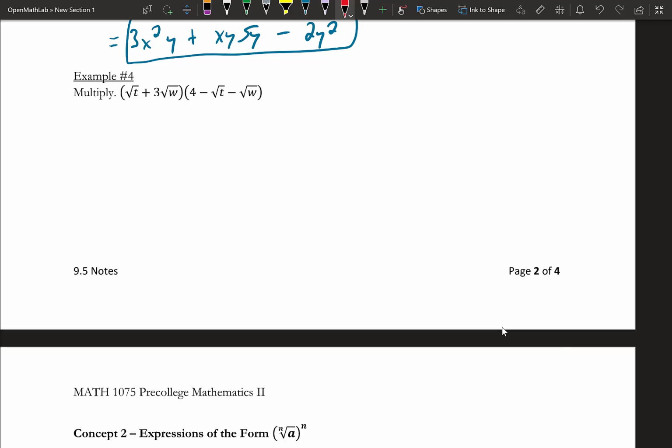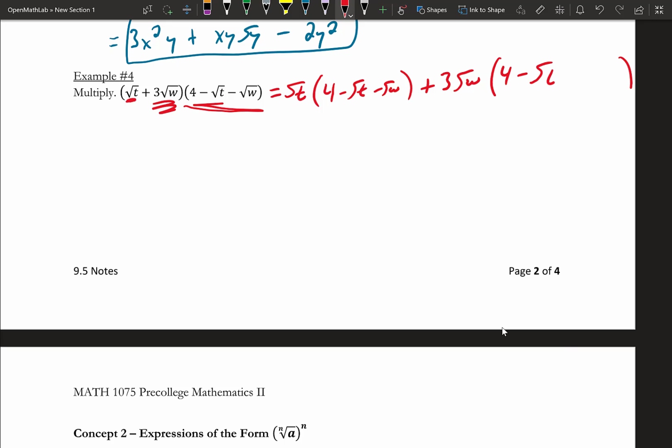Right. So in the next one, we have 2 terms times a factor with 3 terms in it, right? So I like to use the distributive property here. So what we can do is just pick on the first one, radical t, and then multiply it by this whole second factor. So 4 minus radical t minus radical w, and then plus, and then just pick on the next term in the first thing. So that would be plus 3 times radical w, and then times, just copy and paste the second factor.